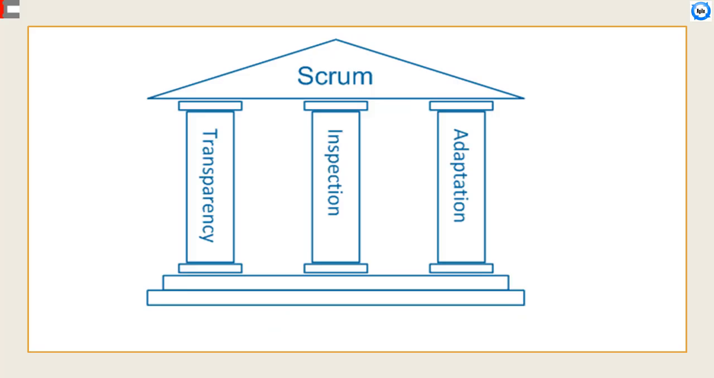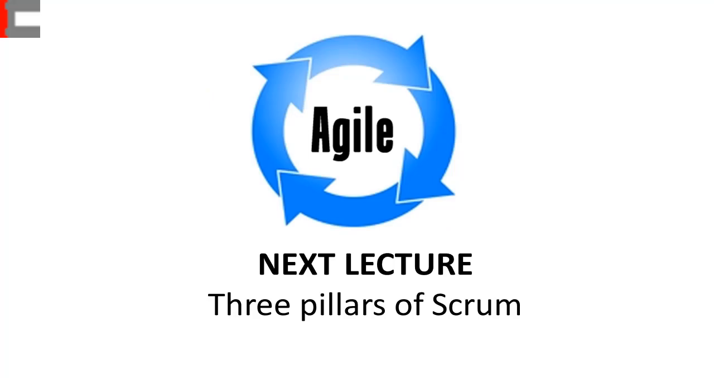Three pillars uphold every implementation of empirical process control: transparency, inspection, and adaptation. These three pillars are the most important basics of Scrum, yet mostly ignored by Scrum practitioners. That's why we have dedicated a lecture, which is the next one, to focus on these three pillars.